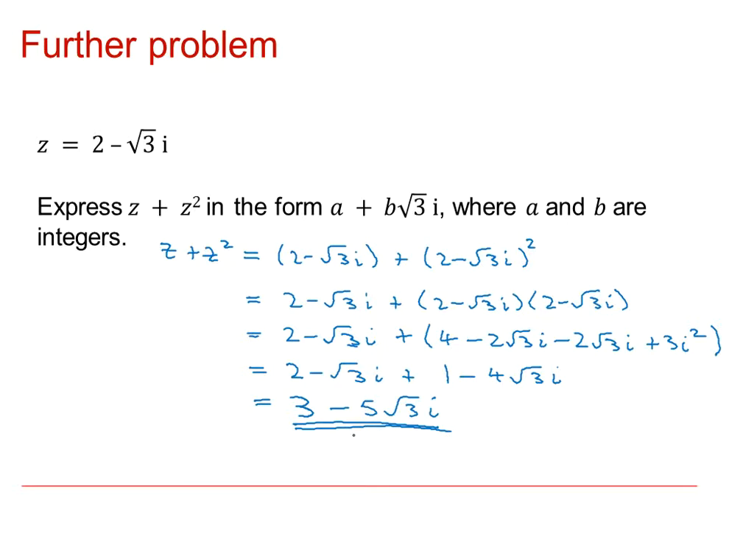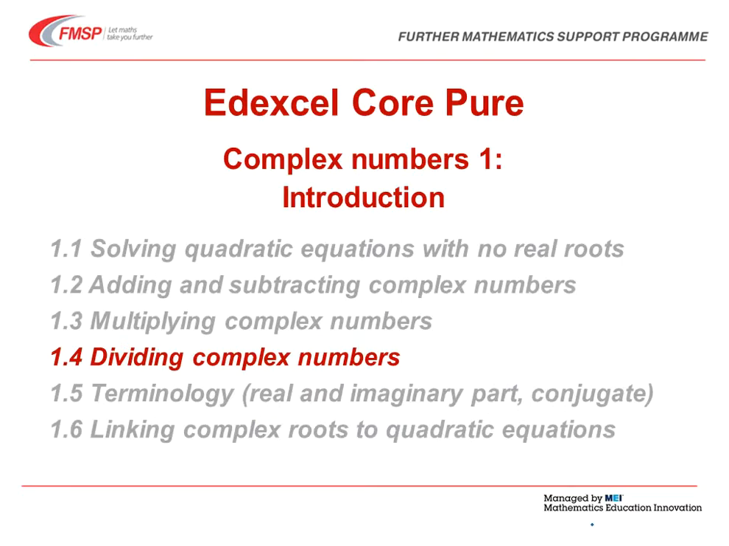So a is 3, b is minus 5. We've got the root 3i as they asked. In the next session, we'll be looking at dividing complex numbers.